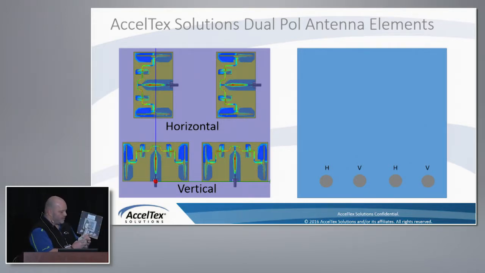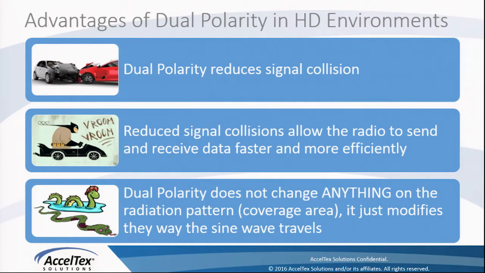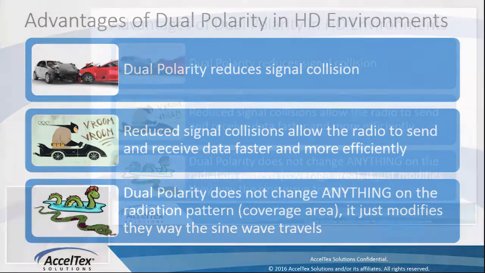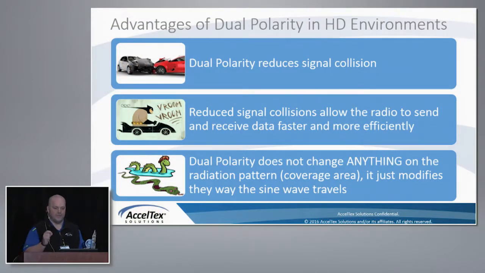On the back of the antenna, you'll also have the 4 connections, which in most cases should be labeled H or V, to identify whether it's horizontally or vertically polarized. So the advantages of a dual polarity antenna in a high density environment: the dual polarity reduces the amount of signal collision going out to the field. Reduced signal collisions allow the radio to send and receive data faster and more efficiently to the actual client itself. The main takeaway is that dual polarity doesn't change anything on the actual radiation pattern or coverage area; it just modifies the way the signal, the sine wave, is traveling to the client device.